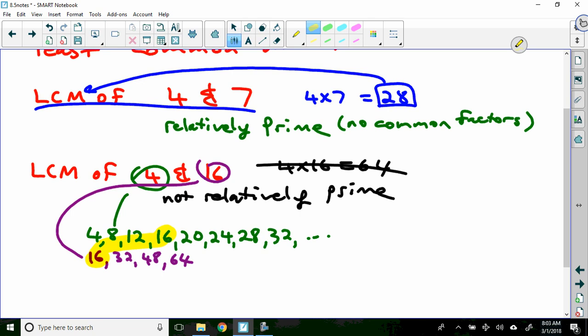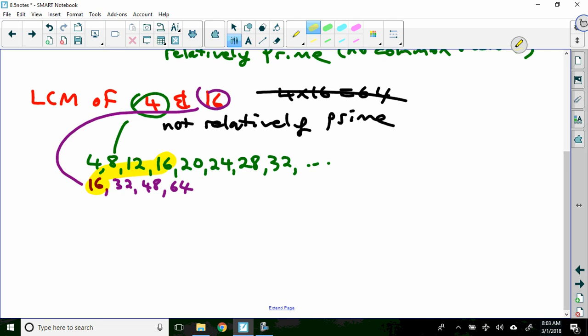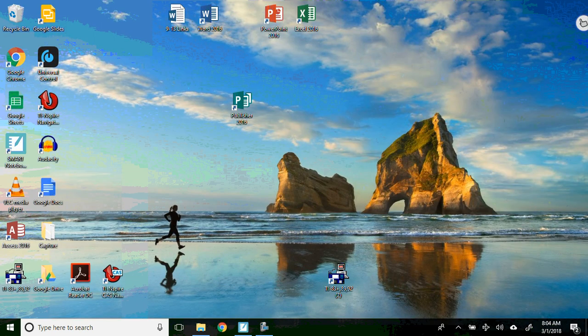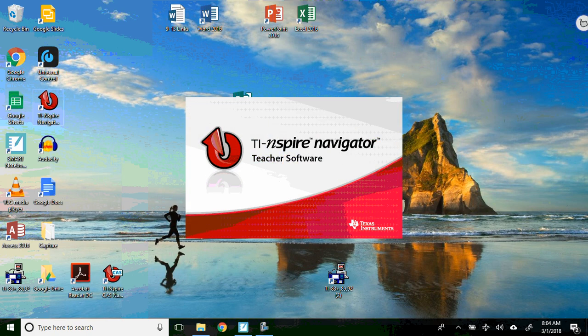Maybe we should try one more with numbers. Let's try to find the LCM of 20 and 32. Now the calculator can do these for you with numbers. Matter of fact, I'll start my TI Inspire. It's going to take a while to load. You guys know how it goes.